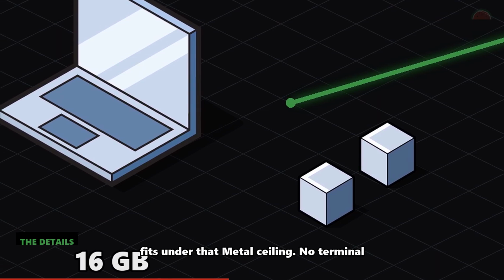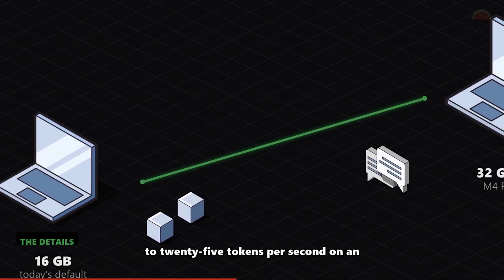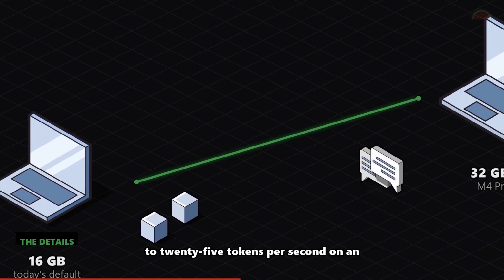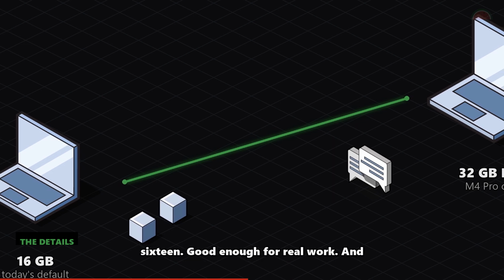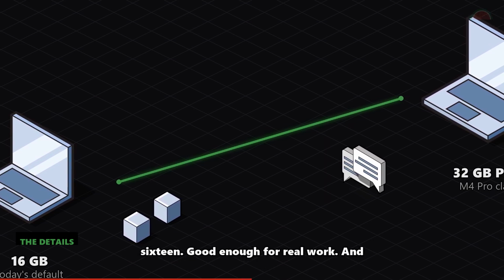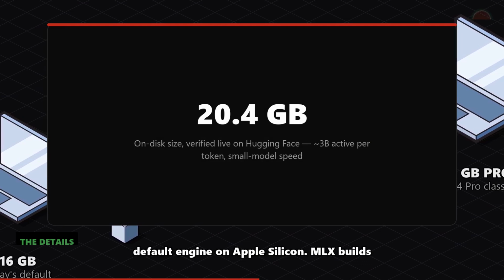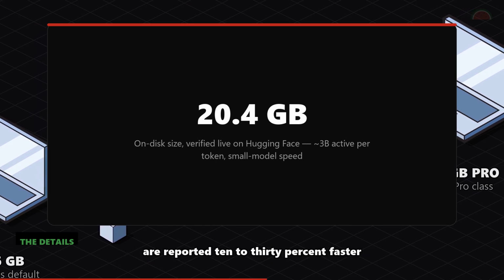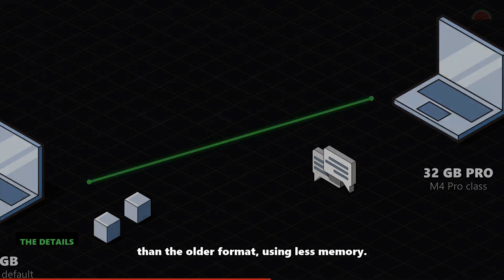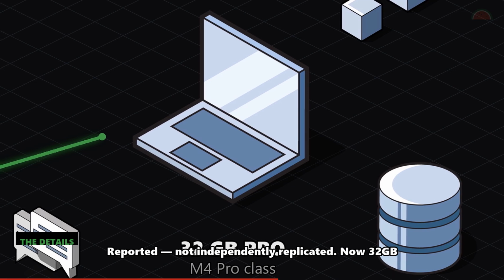No terminal surgery. Speed? Estimates put it around 15 to 25 tokens per second on an M4 Air. One community run clocked about 16, good enough for real work. And in May 2026, Alma made MLX the default engine on Apple Silicon. MLX builds are reported 10 to 30% faster than the older format, using less memory. Reported, not independently replicated.